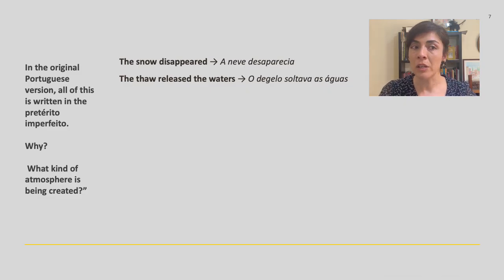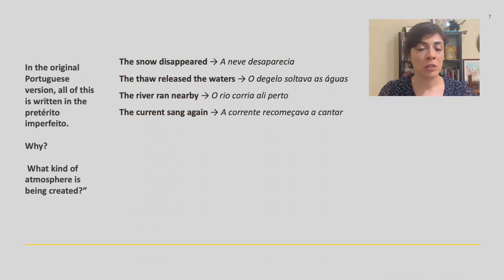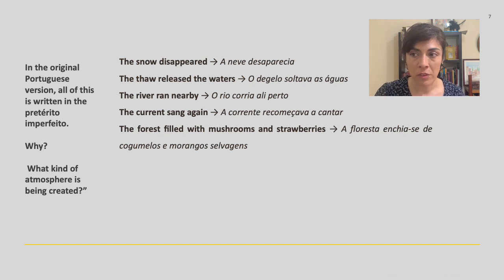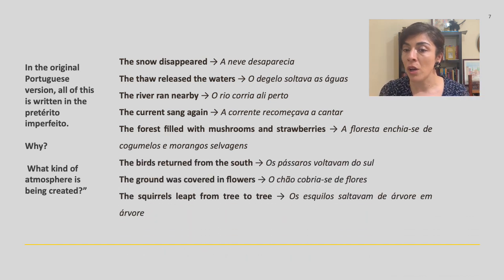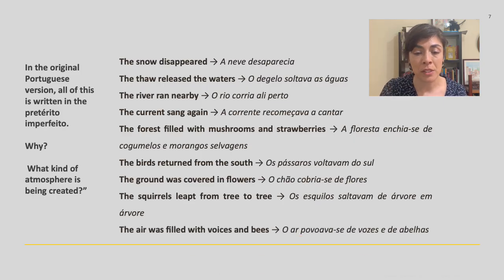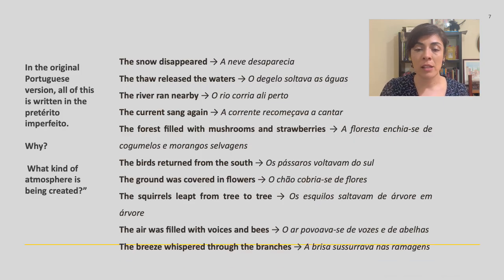The snow disappeared, a neve desaparecia. The thaw released the waters. The river ran nearby, the current sang again. The forest filled, the birds returned, the ground was covered, the squirrels leaped, the air was filled again, and the breeze whispered through the branches. Now, if you look at the translation, yes, exactly. They're all written in the Imperfeito, with the first, desaparecia, and not PPS, desapareceu.